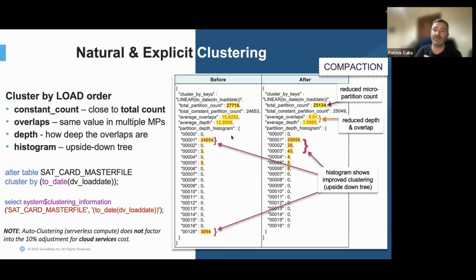However, a really cool and useful tool to learn and understand how to use is the cluster information function. So basically, when a table has not been clustered yet, it's still natural clustering, I can run this function against this table, include the column name that I want to figure out the clustering on, and determine how spread the values of this column are across the micro partitions, right?